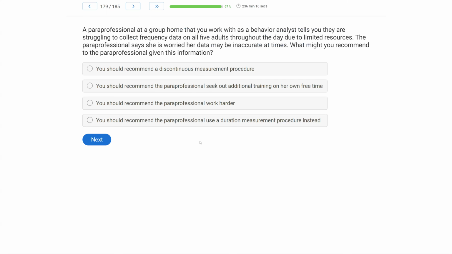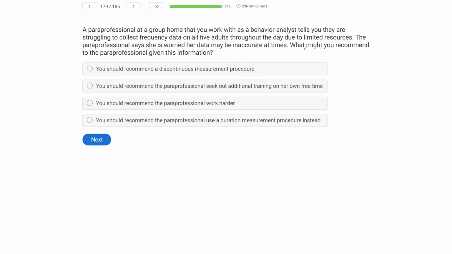A paraprofessional at a group home that you work with as a behavior analyst tells you they are struggling to collect frequency data on all 5 adults throughout the day due to limited resources. The paraprofessional says she is worried her data may be inaccurate at times. What might you recommend to the paraprofessional given this information?